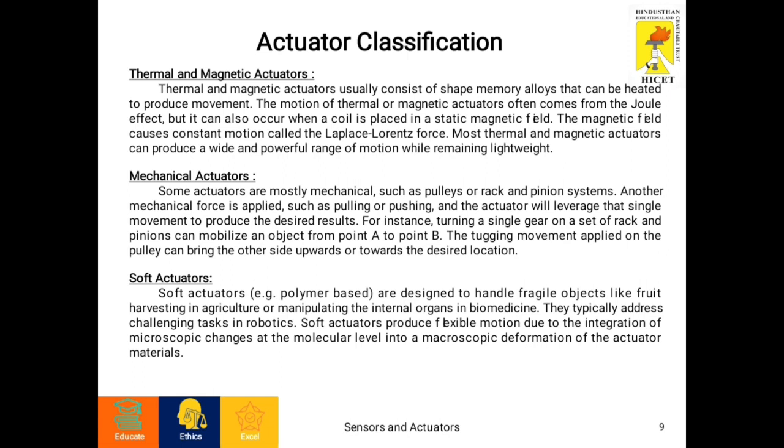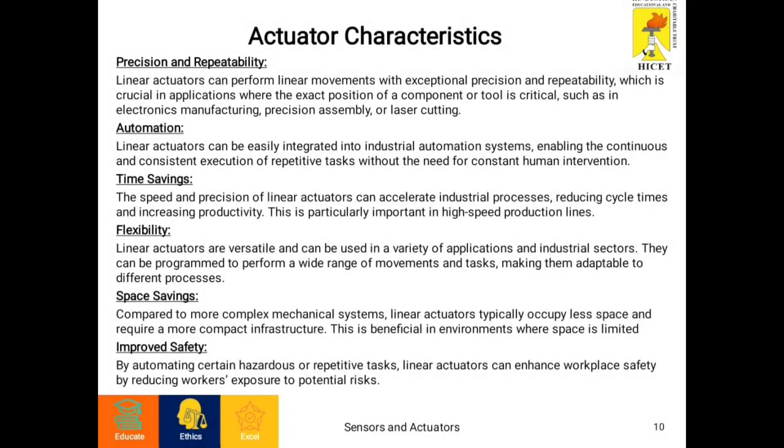Let's see about actuator characteristics. The first one is precision and repeatability. For electric linear actuators, the ability to reach the goal position as close as possible is considered accuracy, while precision represents the ability to replicate the same results relative to each other every time. Accuracy is used to measure the error between the goal position versus the achieved position. Automation. Linear actuators can be easily integrated into industrial automation systems, enabling the continuous and consistent execution of repetitive tasks without the need for constant human intervention.